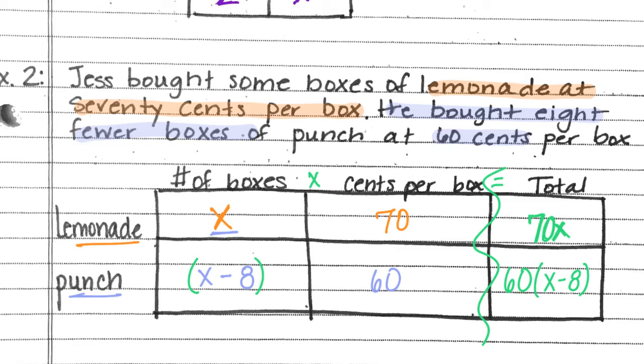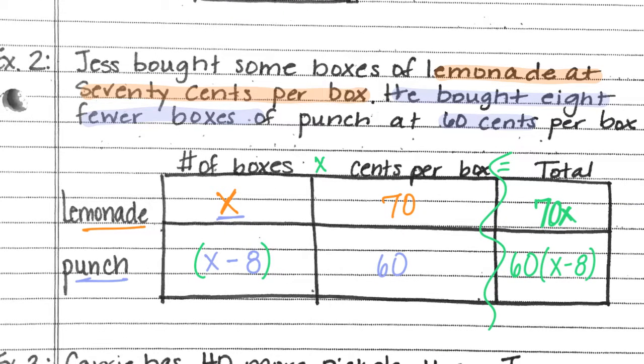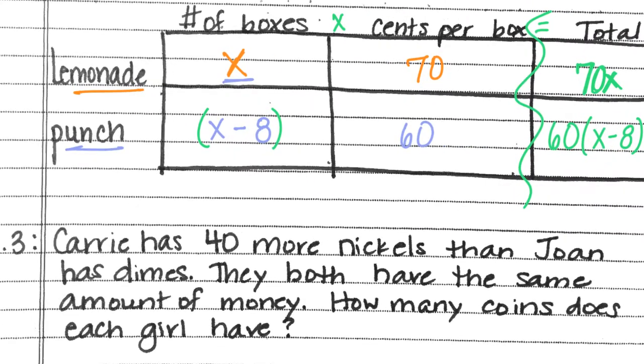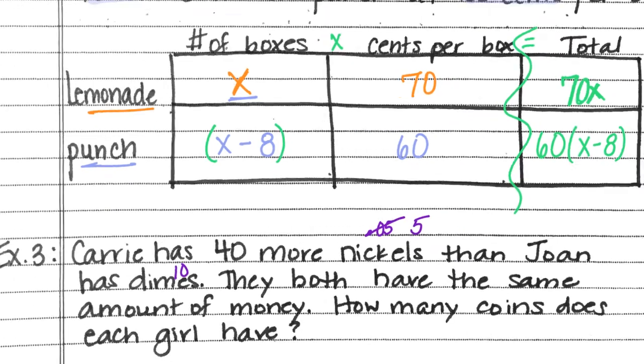All right, so now we're going to do one where we have to solve it. Carrie has 40 more nickels than Joan. Let's talk about what we know already. We know we're working with nickels. Nickels are 5 cents, or we could just cancel that and not make it decimals and just call it 5 cents. Well, we're also working with dimes. We know dimes are worth 10 cents. They both have the same amount of money. How many coins does each girl have?